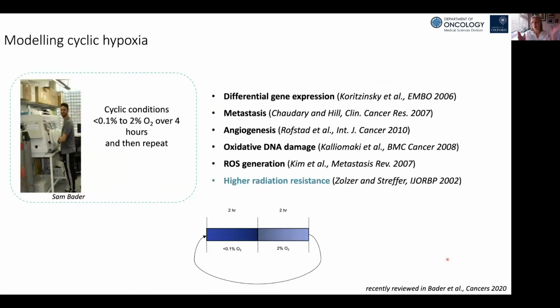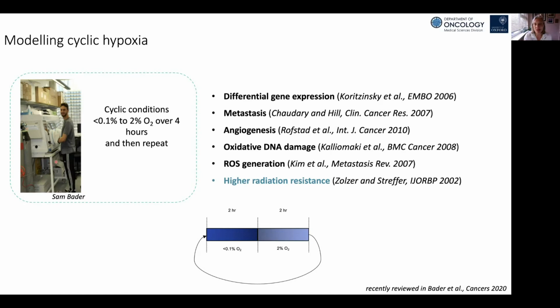We also knew that there was precedent in the literature for the biological response to cyclic hypoxia being different to chronic or static hypoxia. There are a number of papers which describe different biological consequences to cyclic hypoxia. And importantly, some of these correlate with therapy response. So this is Sam, who was a student in the lab at the time.